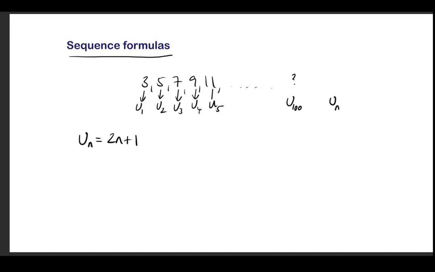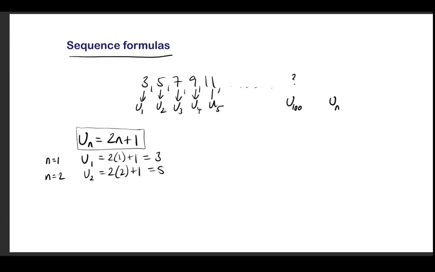If you want the first number in this sequence, you just substitute n equals 1 into this general formula. When you replace the n by 1, on the left hand side you'll have U1, and on the right hand side you'll have 2 times 1 plus 1, which is 3. When you put n equals 2, you'll get U2 equals 2 times 2 plus 1, and that's 5. So you can see it's working.